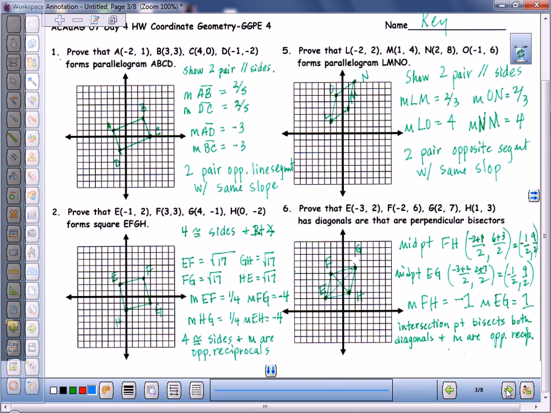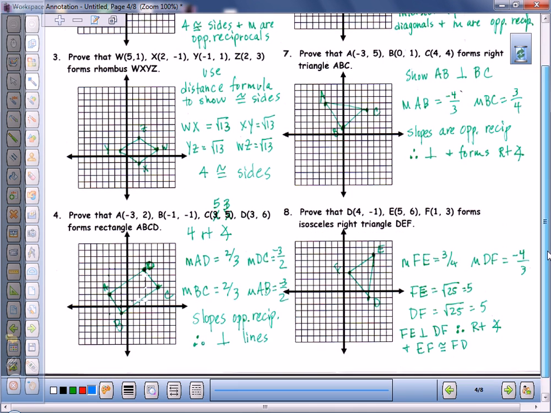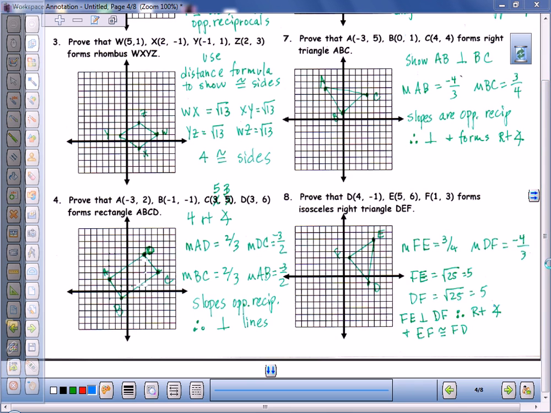All right, let's take a look at the last 4. Take a look at these. Number 3, rhombus. For a rhombus, all I have to know is 4 congruent sides. If it's a quadrilateral with 4 congruent sides, it's got to be a rhombus. It could be a square. So I might want to show that the lines do not have slopes that are opposite reciprocals. But this said just prove it is a rhombus. So showing the 4 congruent sides will do that.